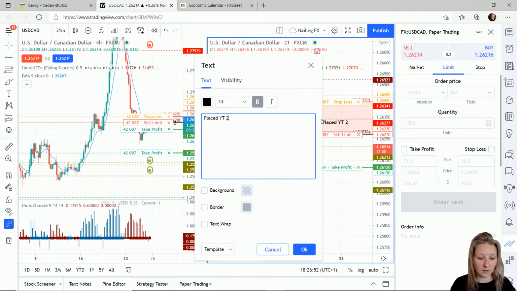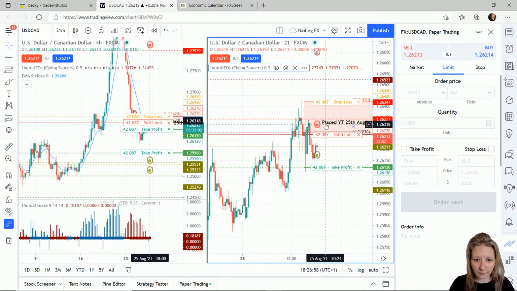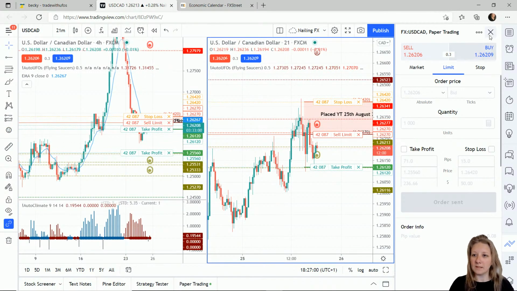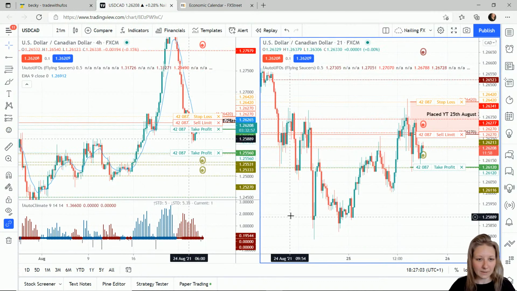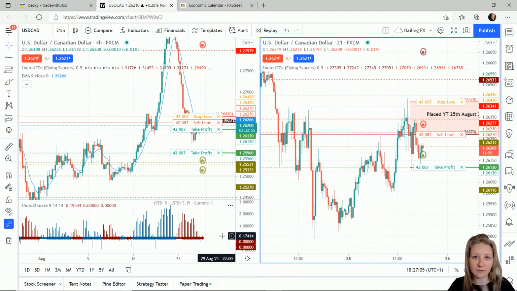I know we're in other places as well. It is the 25th August 2021. Great. Okay, so let me explain. Let's get rid of this for now as well. When we trade, the first thing we want to know is, do we have probabilities up or do we have probabilities down? That tells us whether or not we're going to buy or sell.